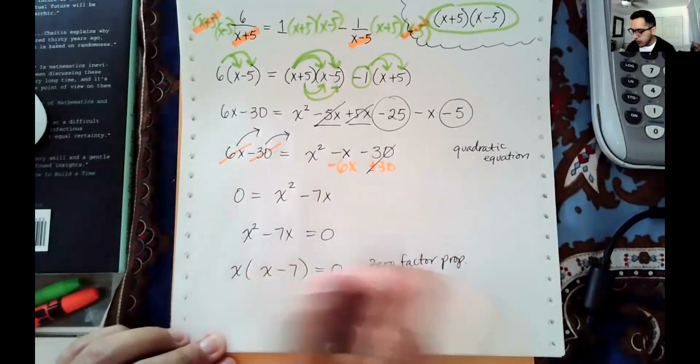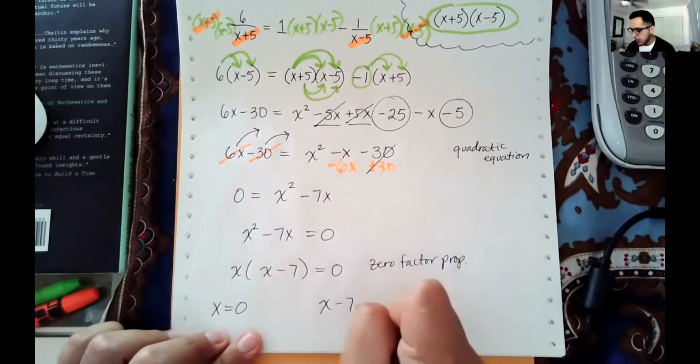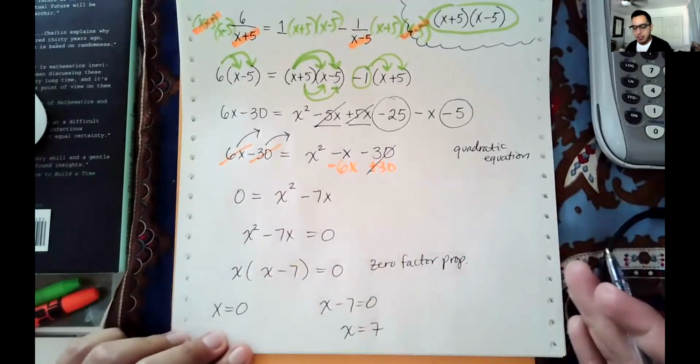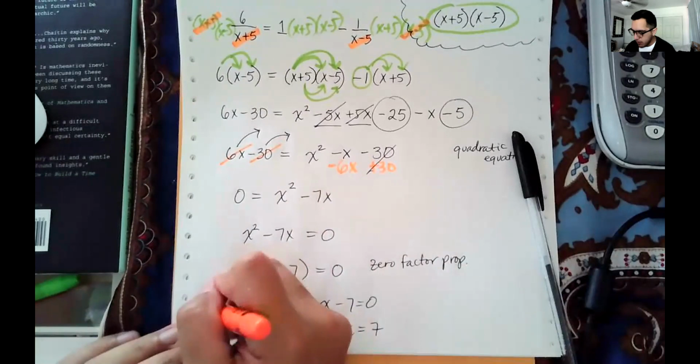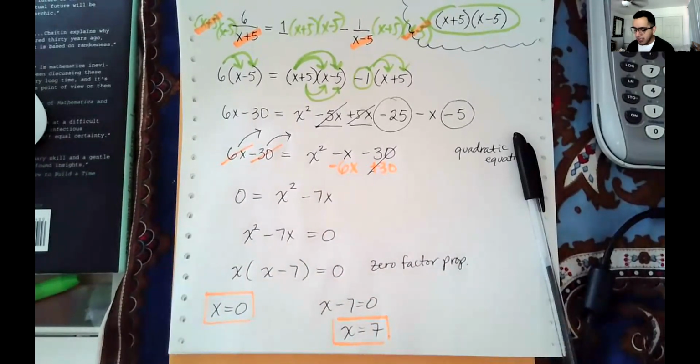and say that one of our solutions is x is equal to 0, and the other solution, x minus 7 equals 0, is simply x is equal to 7 once we add the 7 over to the other side. So we have two potential solutions here. And as long as they're not restricted, then they're okay. Right?